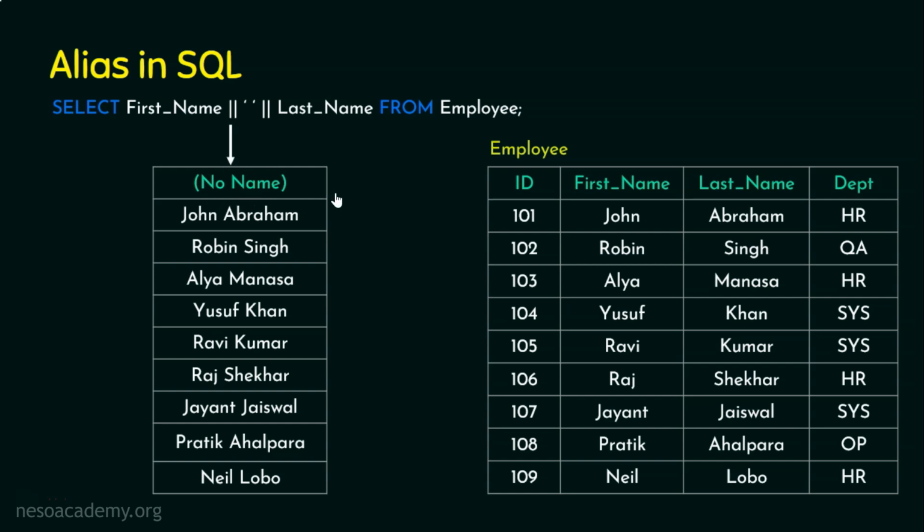Please be noted that this concatenation operator varies from software to software. Some software will use plus, some software will use the pipe symbol. So before using the query, please confirm which software you are using and what the exact concatenation operator is that this particular software tool supports. Now let's see alias on the column.